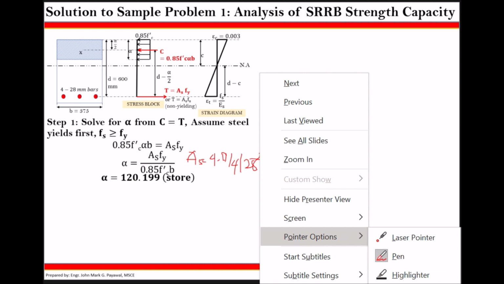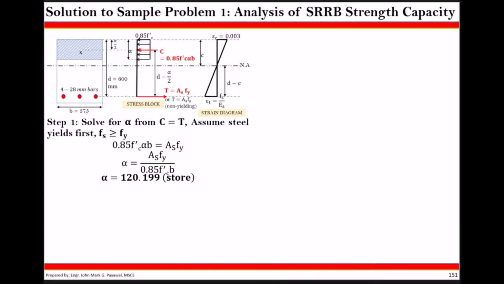Fy is from the problem, which is 420. Fc prime is 27. Now, having the value of alpha, what we need to do next is see if our assumption in step number 1 is correct. How can we do that? We need to go in checking if Fs is greater than Fy. What would be the working equation? The working equation is given as 600 times d minus c over c.